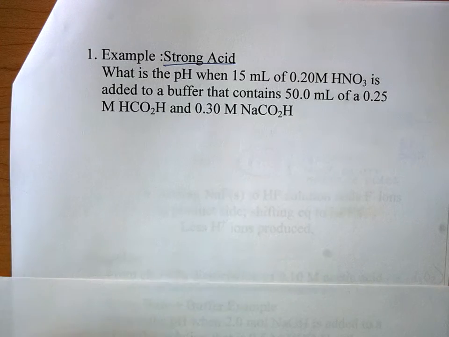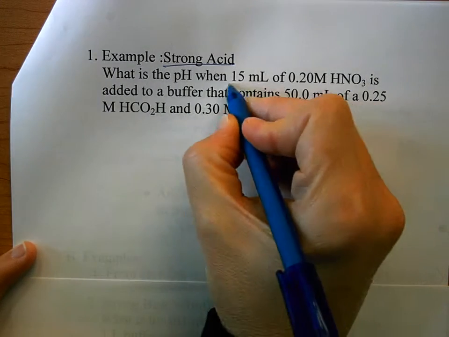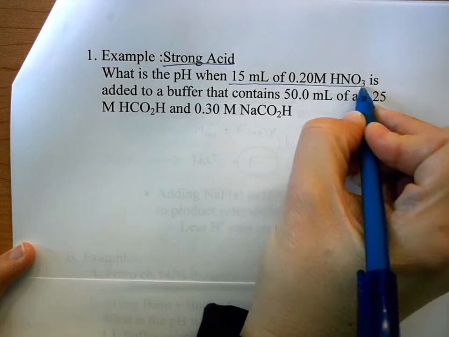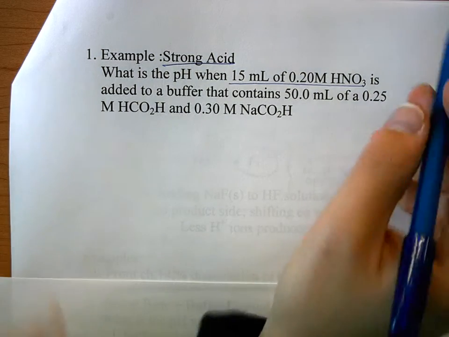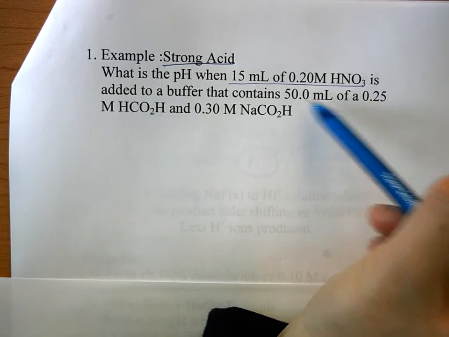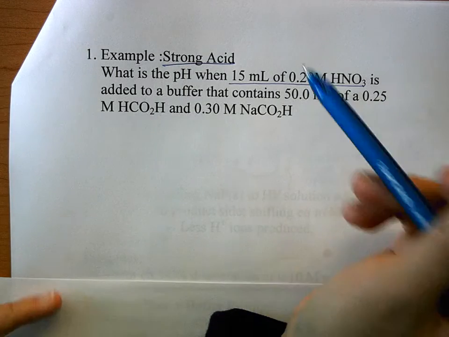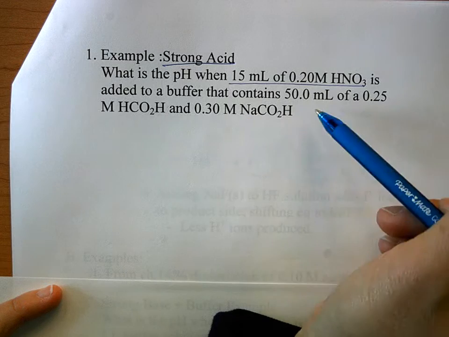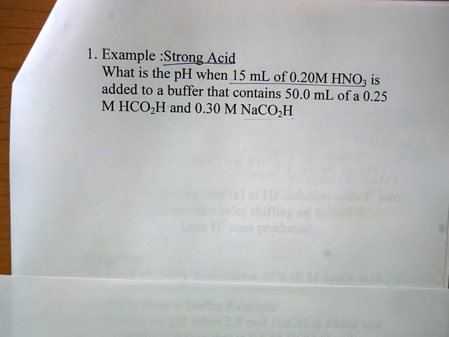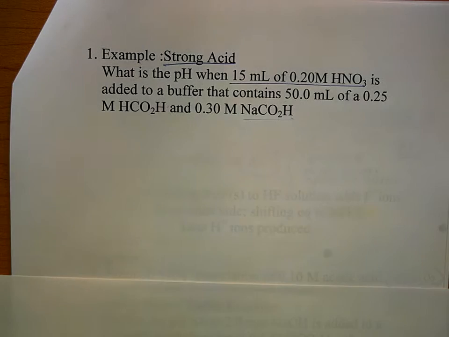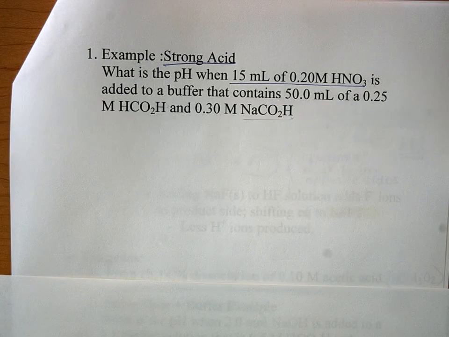Okay, here we have, what is the pH when 15 milliliters of 0.2 molar nitric acid, so there's my strong acid, is added to a buffer that contains 50 milliliters of 0.25 molar HCO2H, 0.3 molar of that salt that goes with it. Now, we've got 3 different things going on here. 3 different chemicals, okay?